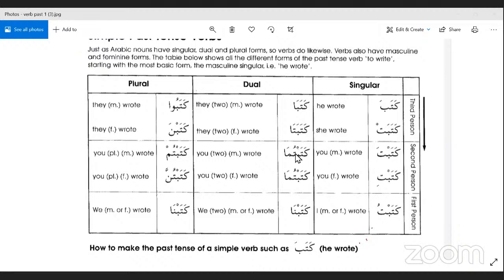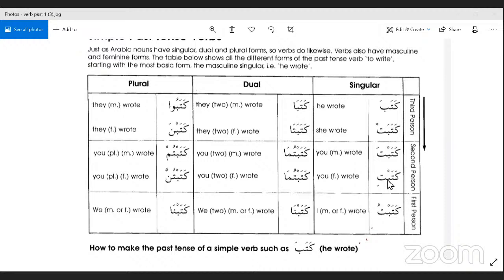Yes. And also you need to remember that from the sixth form, so count 1, 2, 3, 4, 5, 6, from the sixth form, the last letter before the noon is given a sukoon. So it becomes katabna. Correct. Let's continue.